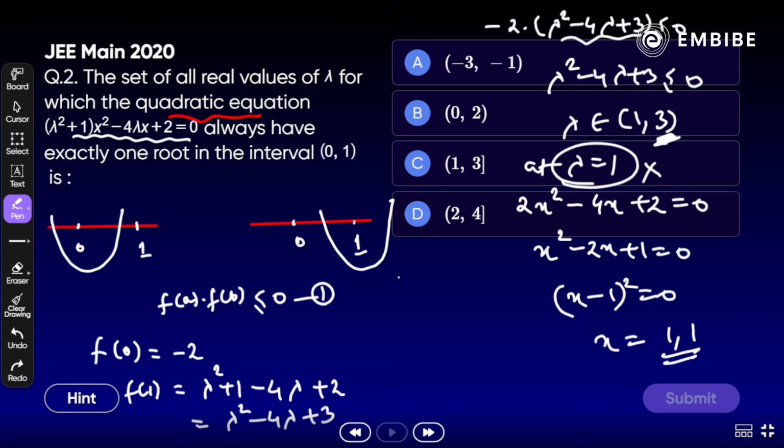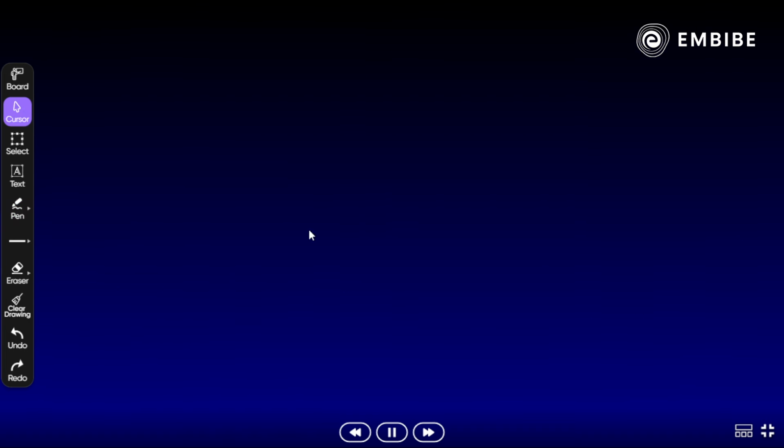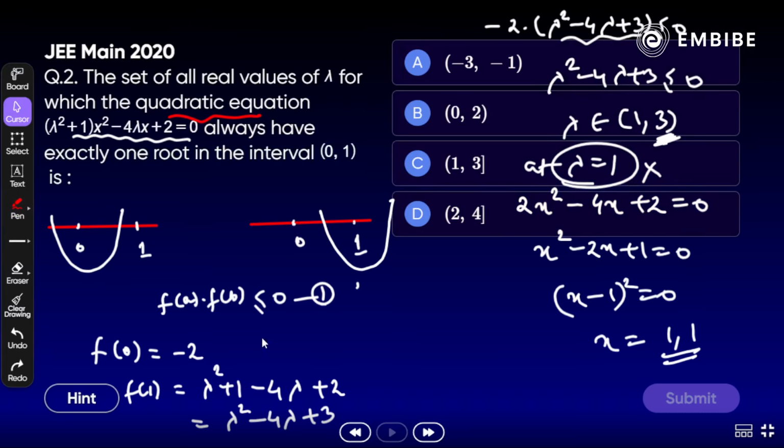Let me check at lambda equal to 3. The equation will become 9 plus 1, 10x square minus 12x plus 2.